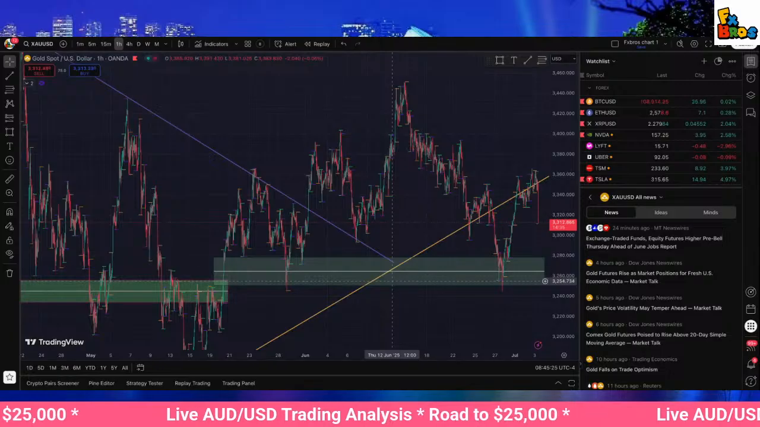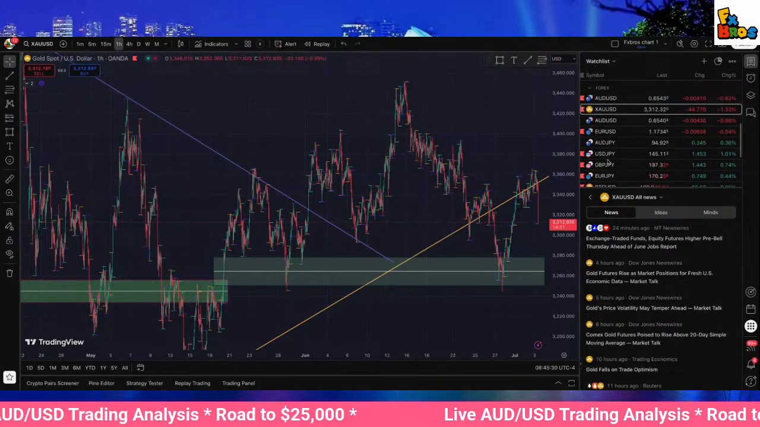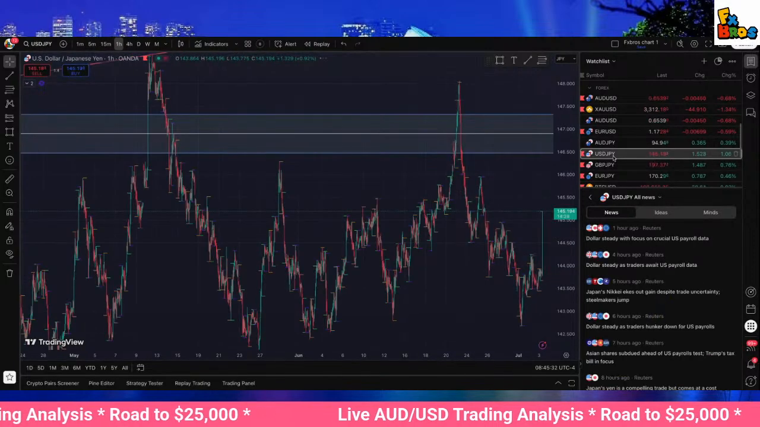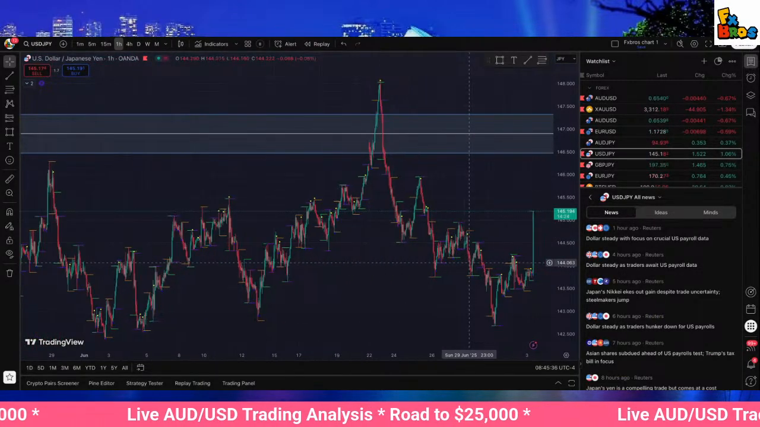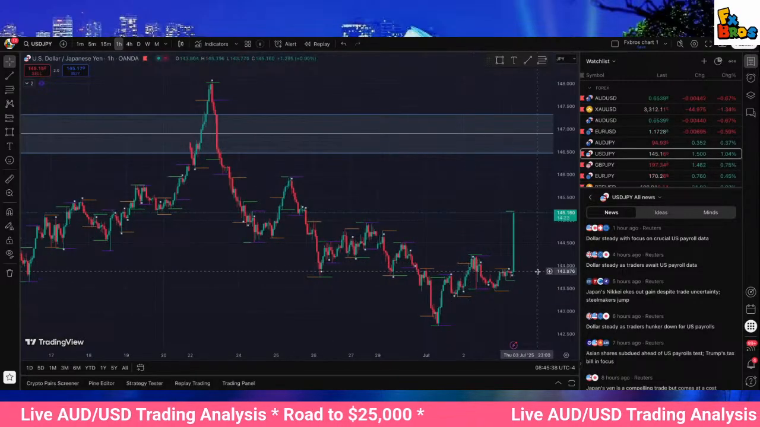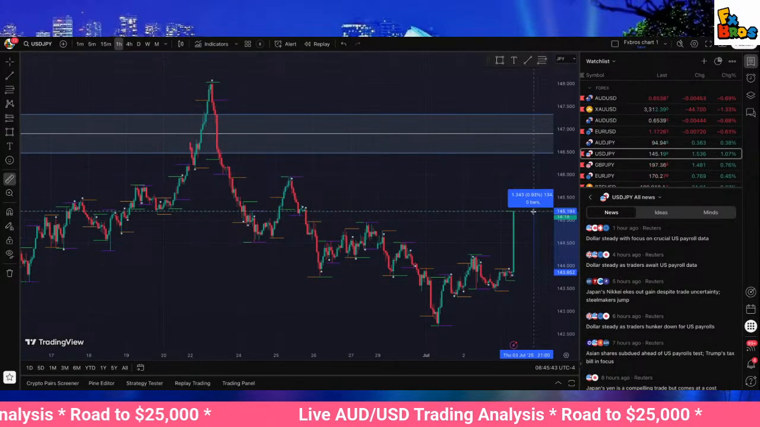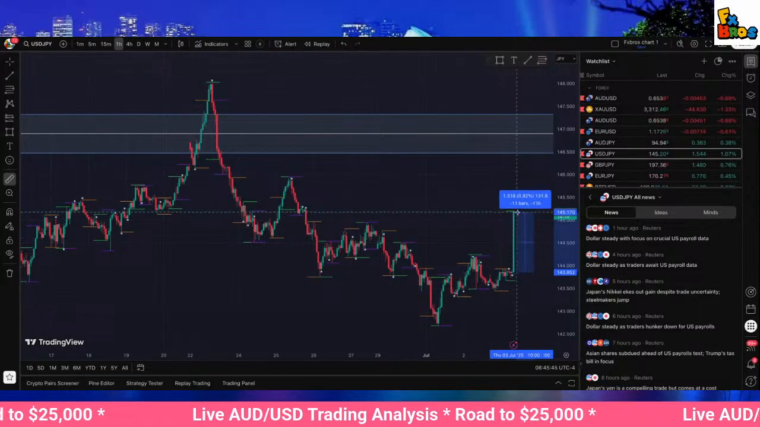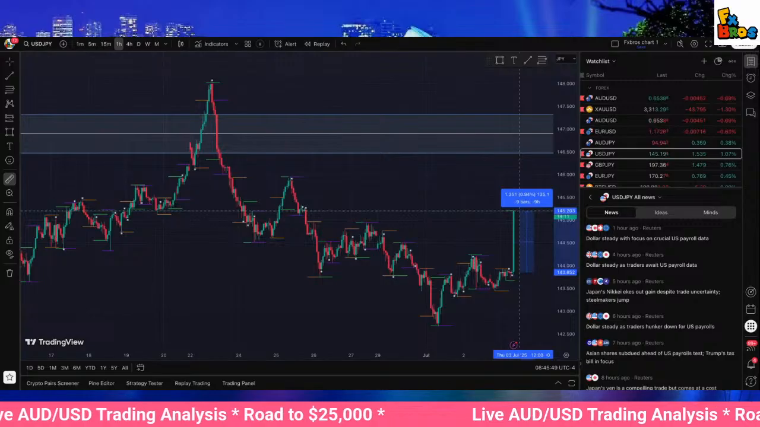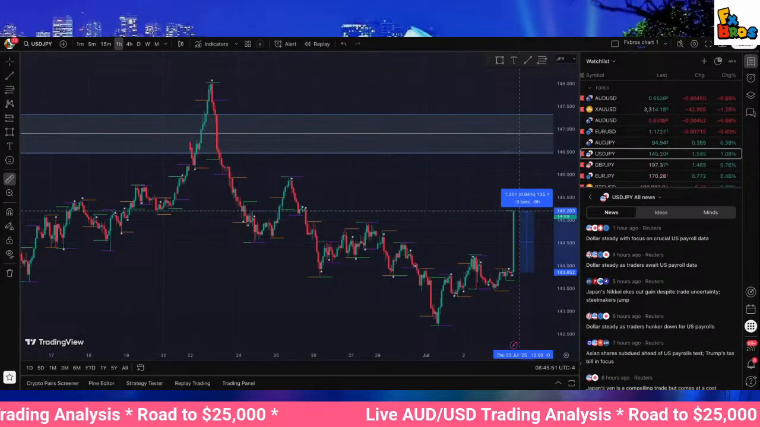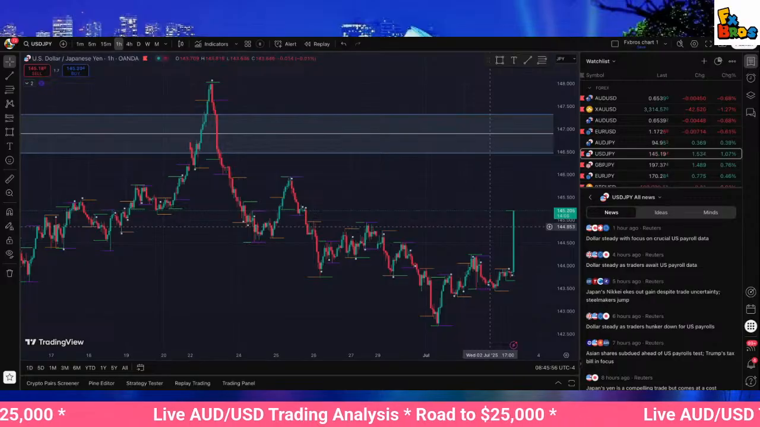UJ running all the jerseys. UJ going stupid. How many pips is that? 134 and counting. That's a good thing, though.